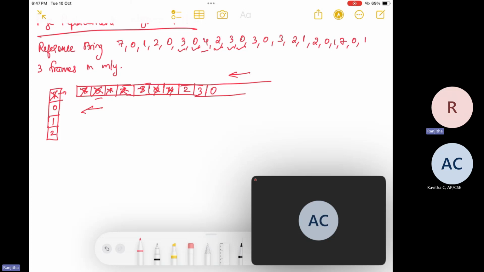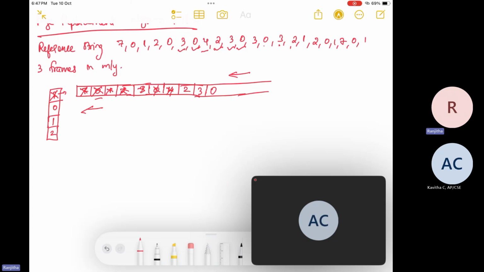3 is there in the memory. So there will not be a page fault. 0 is referred. 0 is there in the memory. There will not be a page fault. 3 is referred. 3 is there. There will not be a page fault. 2 is referred. 2 is also there. We won't have a page fault.